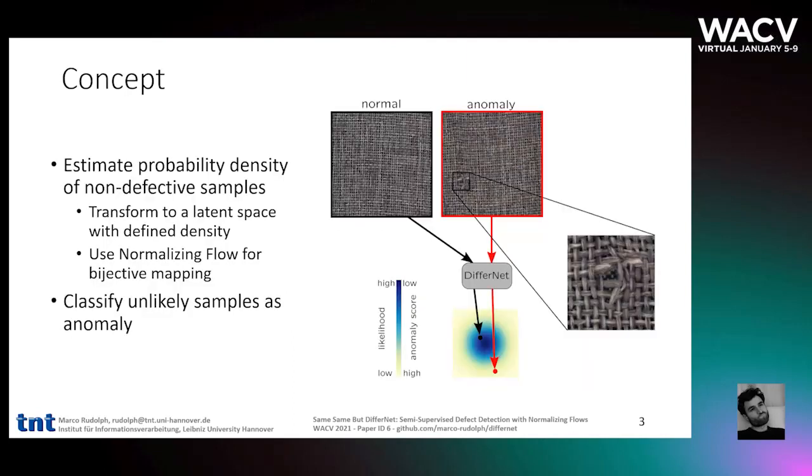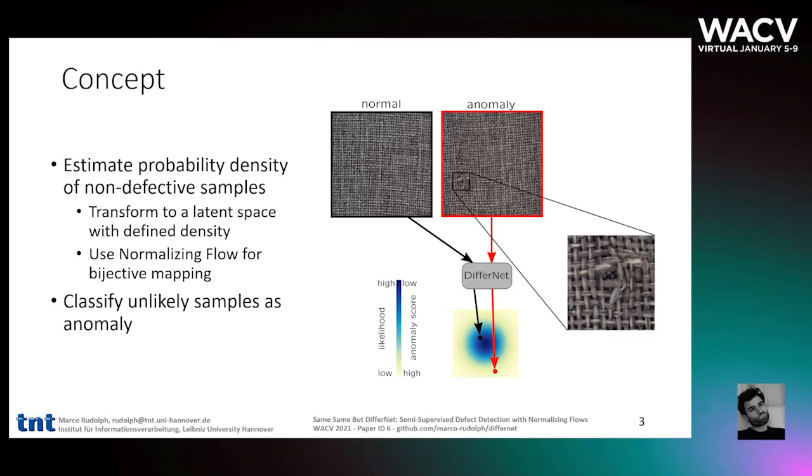Here comes our approach DifferNet. It estimates the probability density of non-defective samples by transforming them to a latent space with a defined density. Now the assumption is that a low likelihood is an indicator for a defect, or to be more general, an anomaly. What makes DifferNet special is that it includes a normalizing flow, which maps bijectively. In this way, areas with a high likelihood in the latent space should be exclusively reserved for common samples, whereas uncommon samples are forcibly mapped to the remaining unlikely areas.